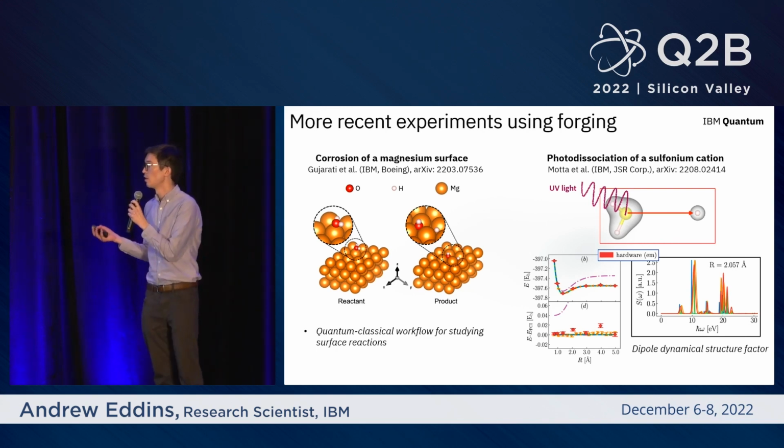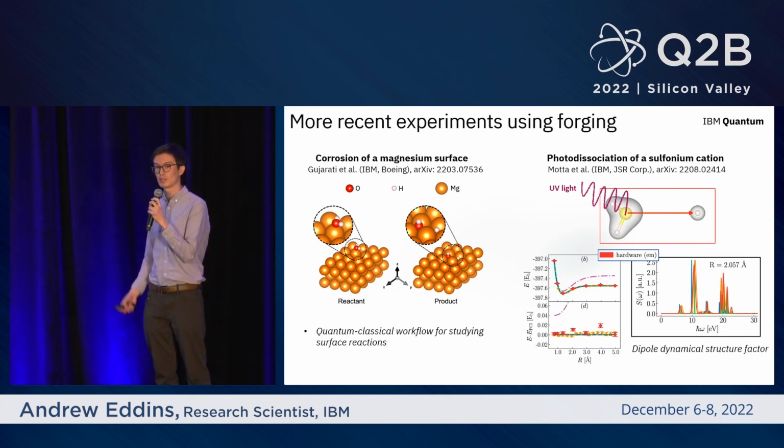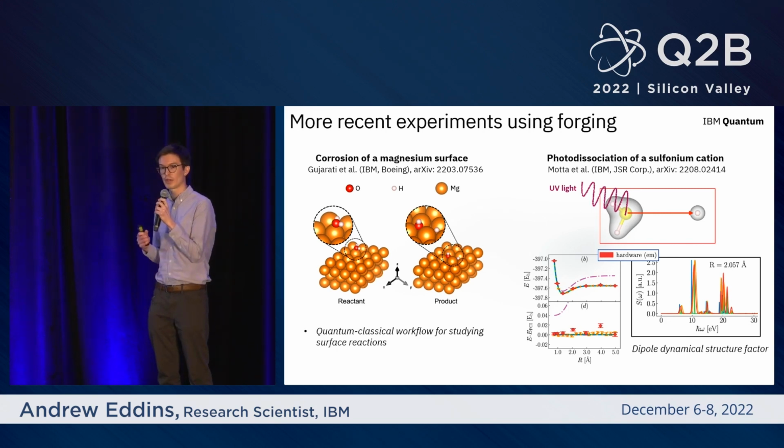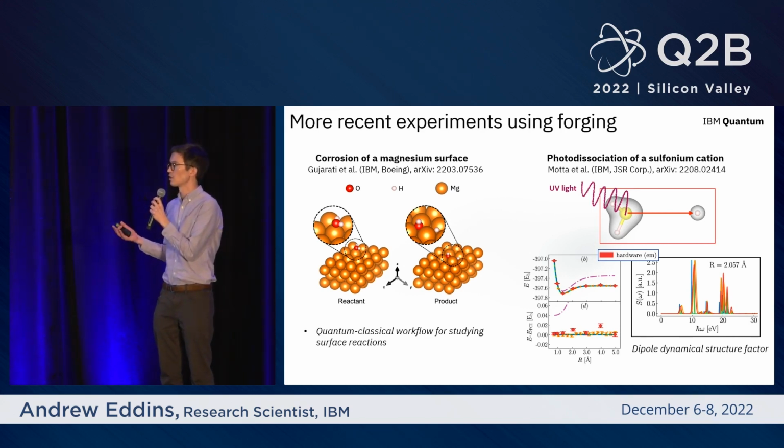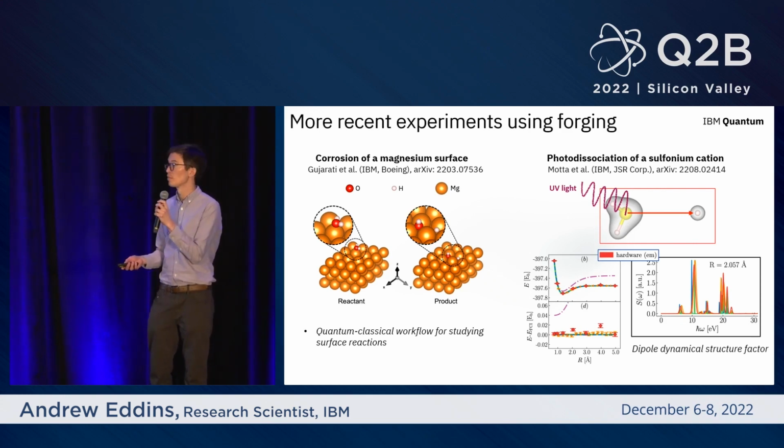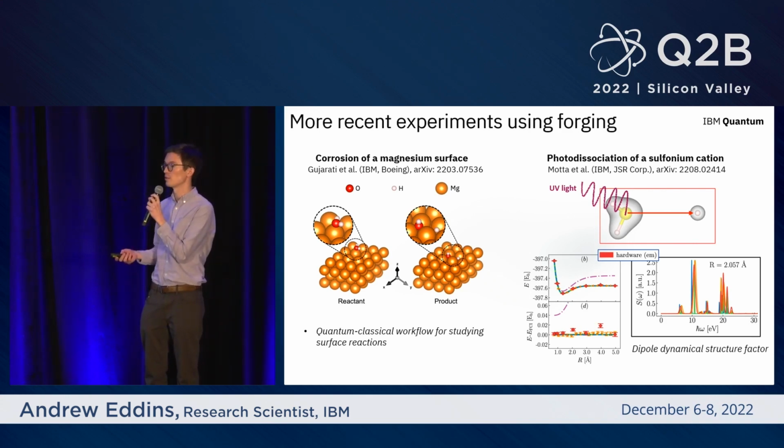surface reactions, which they demonstrated looking at a magnesium surface interacting with a water molecule in that corrosion process. On the right, another collaboration, this time between IBM and JSR Corporation, motivated by understanding processes in photolithography. Here they used entanglement forging as part of a simulation to look at the photodissociation of a sulfonium cation. So an ultraviolet photon comes in and breaks apart that system. And using entanglement forging, they had 6 qubits and 12 spin orbitals and obtained energies, shown on the left, and also spectral information about this process. More information is available at those archive IDs.